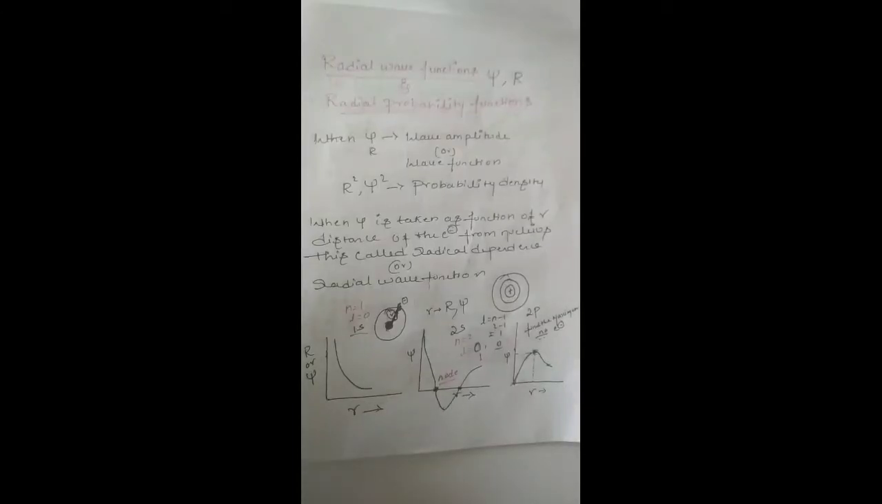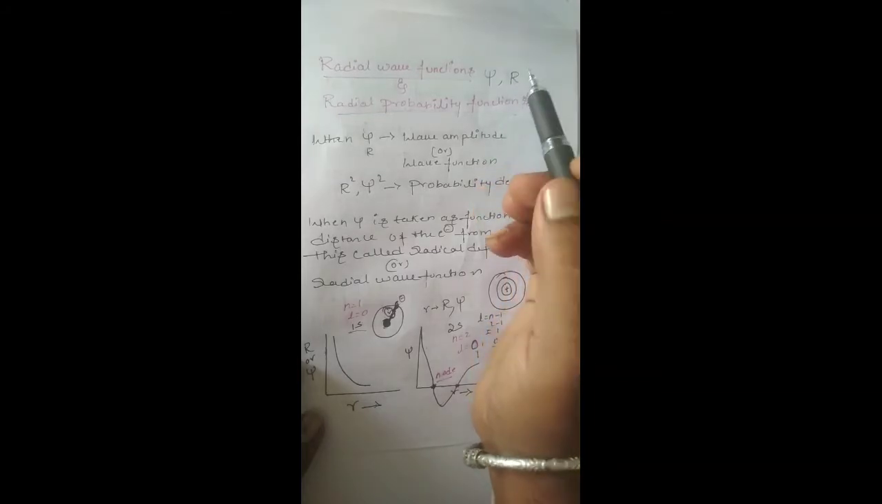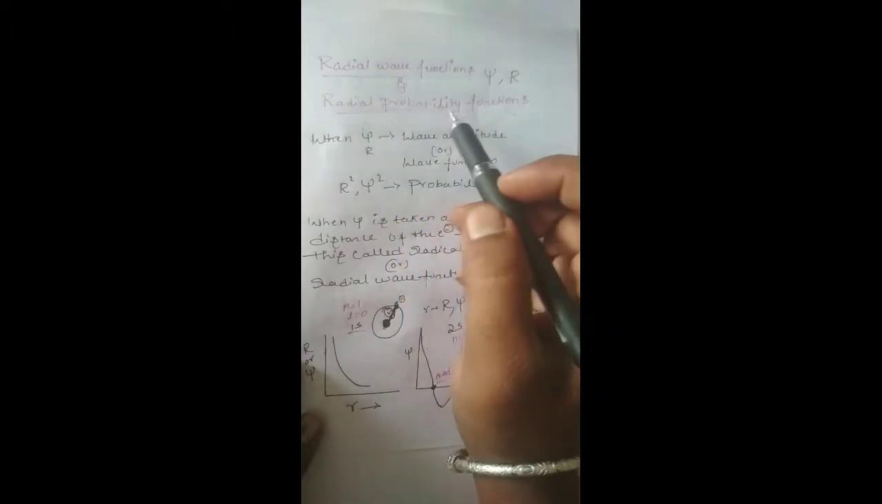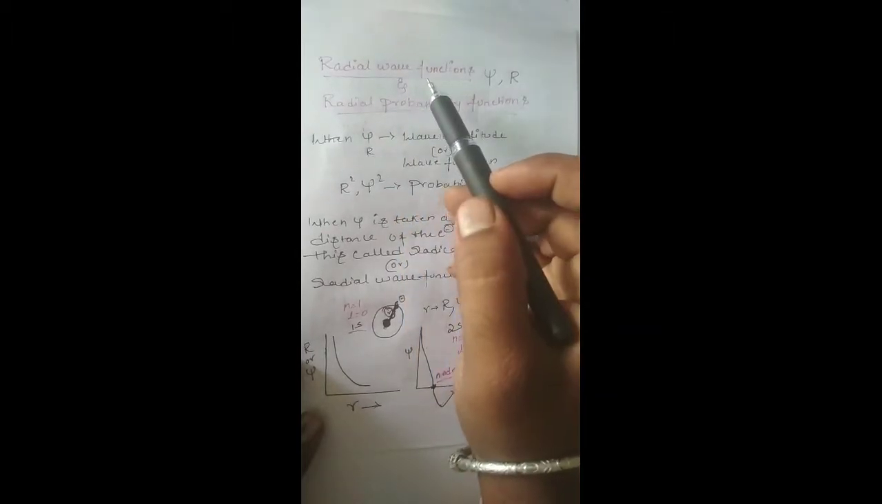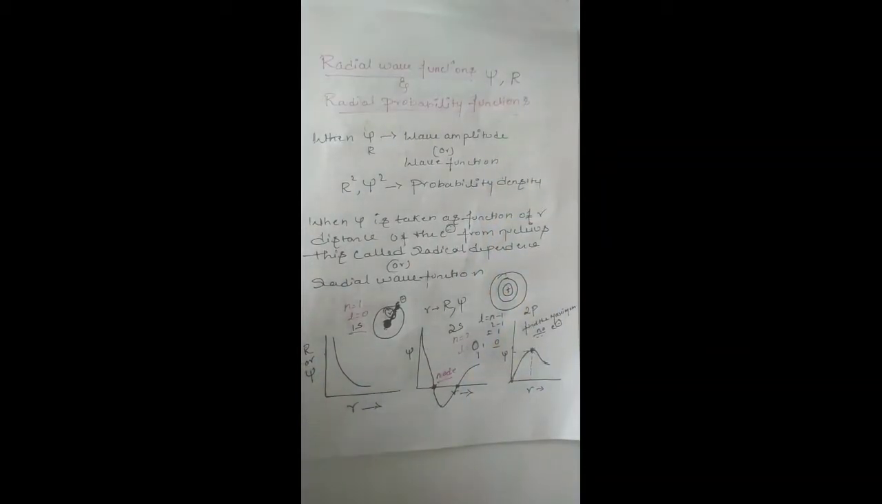Good morning students. Now we are going to study the radial wave function, which is denoted as psi, or in some textbooks R. You can write either one. First we are going to discuss the radial wave function, and then we will start the radial probability function.